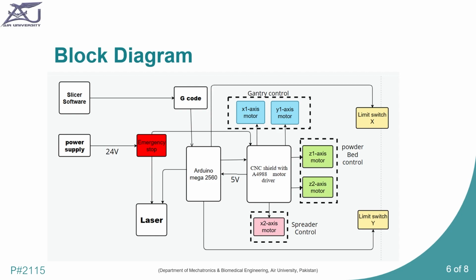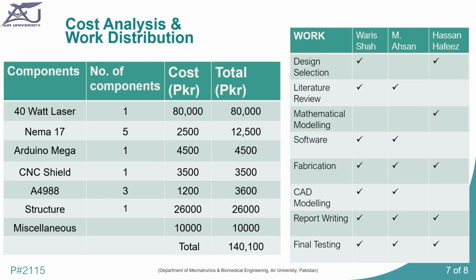As you can see, we have 5 motors which are connected to the X1, Y1. These are the gantry control motors. There are powder bed control motors, the Z1 and Z2, and the X2, a spreader controlling motor. Further, we also have limit switches for X and Y direction, and there is also a laser connected to the emergency stop and the Arduino Mega. The Arduino Mega provides the laser with the duty cycle and lets it work.